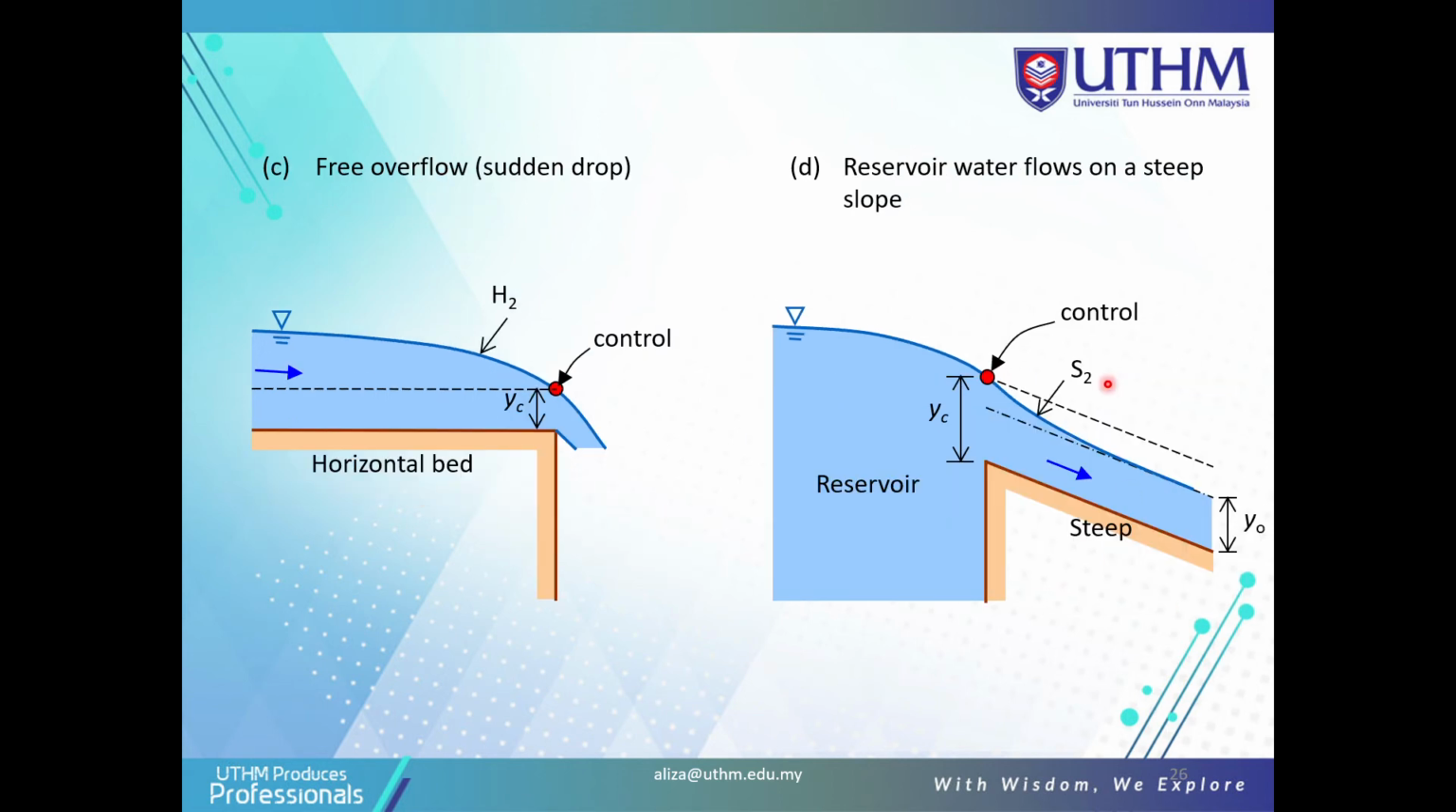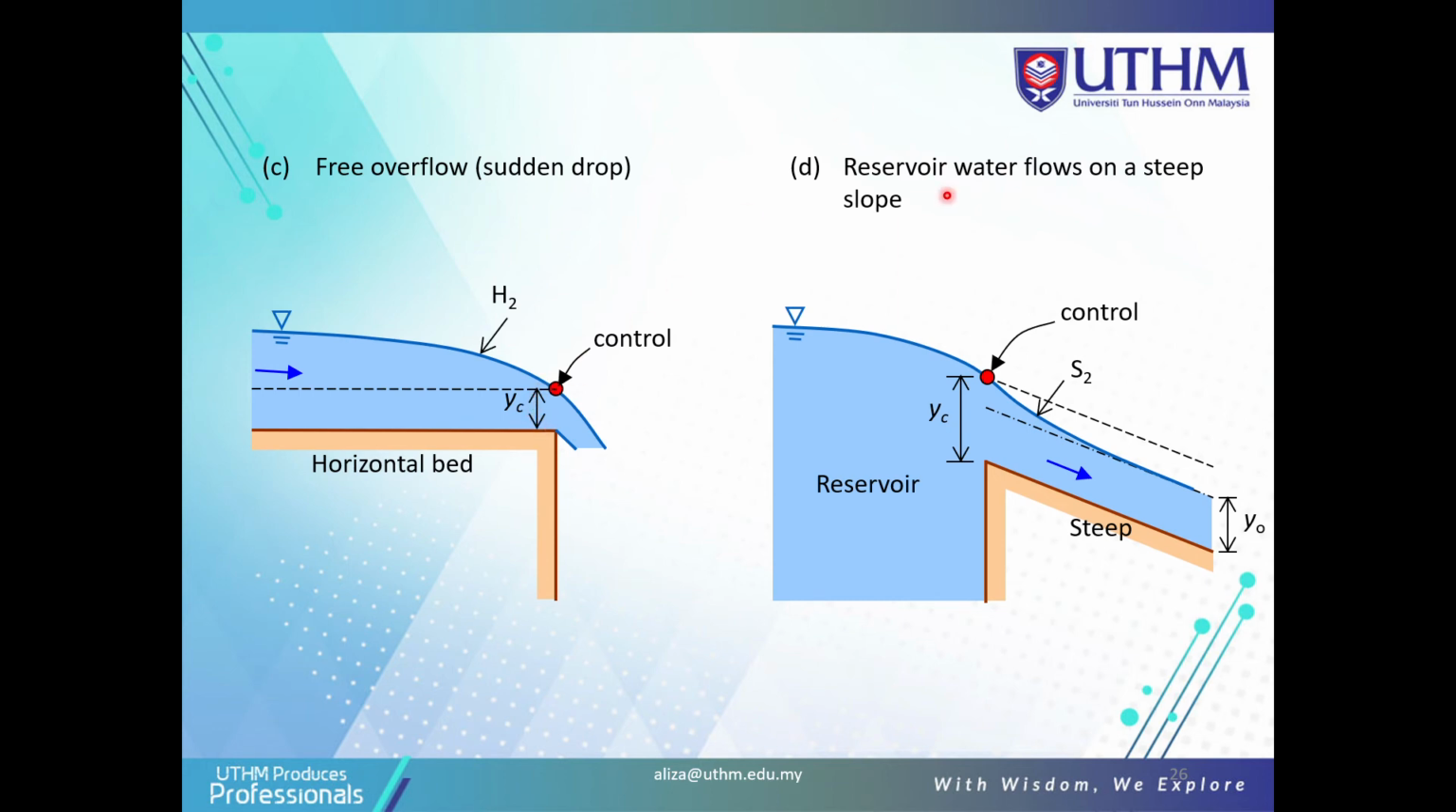So this is an example of a control section. If in your test or final exam you are asked to list or state examples of control sections, you can mention them based on this figure. Free overfall is a sudden drop when flow goes from a horizontal bed and suddenly drops. This is the control. The control is at this part, where we get YC. For a control section, we must get the critical depth here.